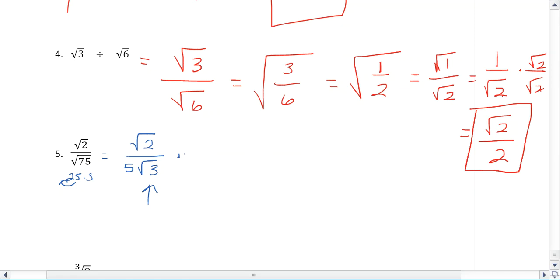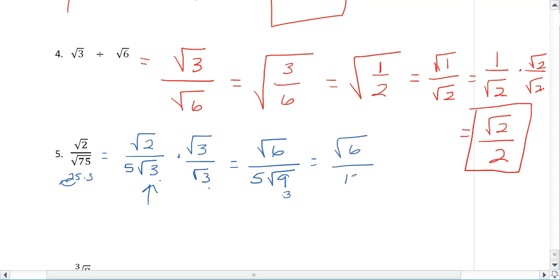And then remember, we want to multiply this by 1 so we don't change the value of the fraction. And we write that 1 as square root 3 over square root 3. Go ahead and multiply the numbers that are under the radical. So we have square root 6. And then I have 5. I'll do this in steps so you can see every step because 3 times 3 is 9. The square root of 9 is 3, so I can do that. So I end up with square root 6 over 15. And that is my simplified answer.